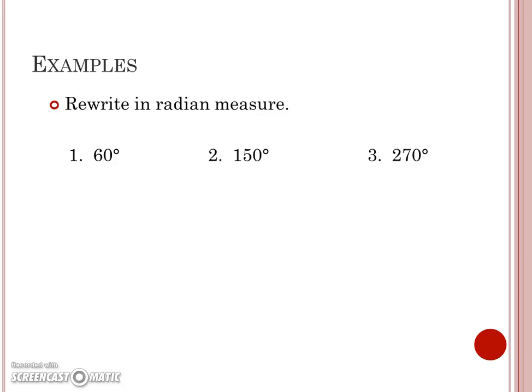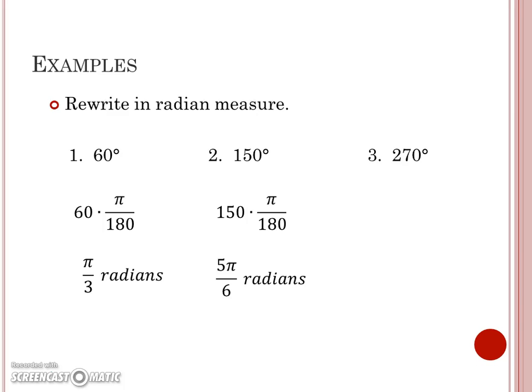So rewrite in radian measure. We're going to do 60 times pi over 180. It gives us 60 pi over 180. 60 over 180 is 1/3. So this is pi over 3 radians. 150 times pi over 180 becomes 5 pi over 6 radians. And 270 times pi over 180 gives us 3 pi over 2 radians.